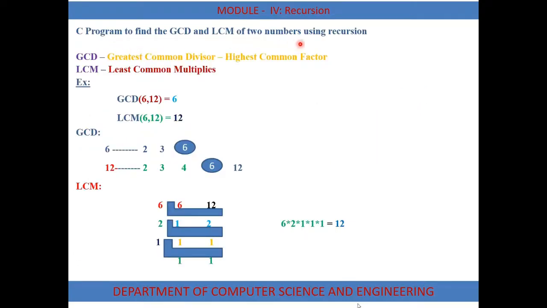And LCM of two numbers using recursion. Here you can find the manual calculation to find out the GCD and LCM of two numbers. So let me consider the two numbers as 6 and 12. GCD of 6 and 12 is 6. LCM of these two numbers is 12. Let's go through the program.